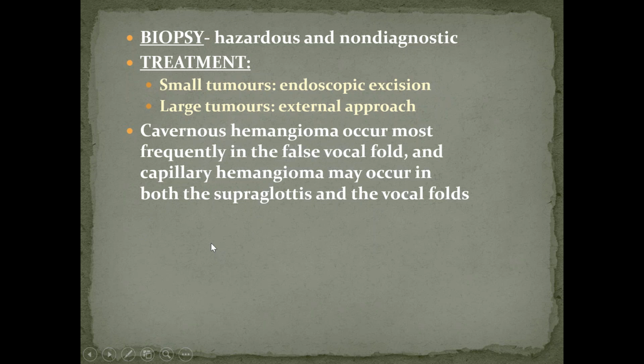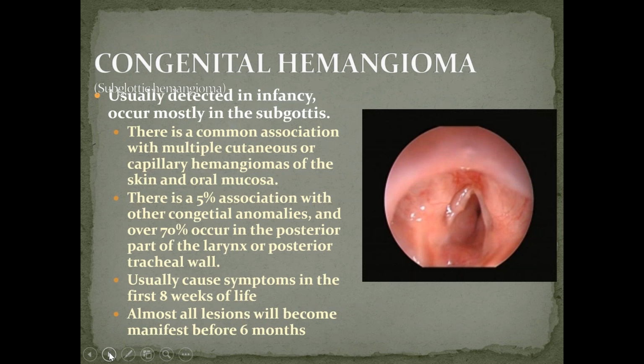So cavernous hemangiomas most frequently occur in the false vocal cord, and capillary hemangioma may occur both in the supraglottic region and also in the vocal cords. Usually we'll see this congenital type of hemangioma in neonates in the subglottic region. Usually it is detected in infancy, and occurs mostly in the subglottic region. There is a common association with multiple cutaneous or capillary hemangiomas of the skin and oral mucosa. There is a 5% association with other congenital anomalies, and over 70% occur in the posterior part of the larynx or posterior tracheal wall.